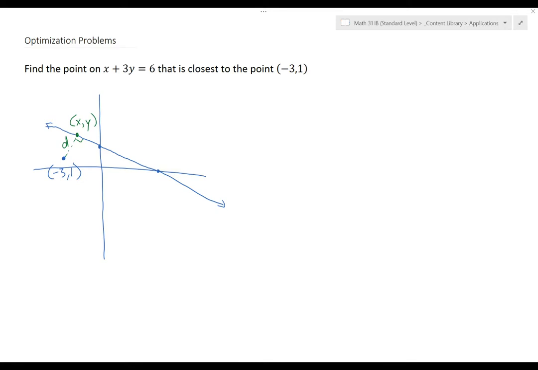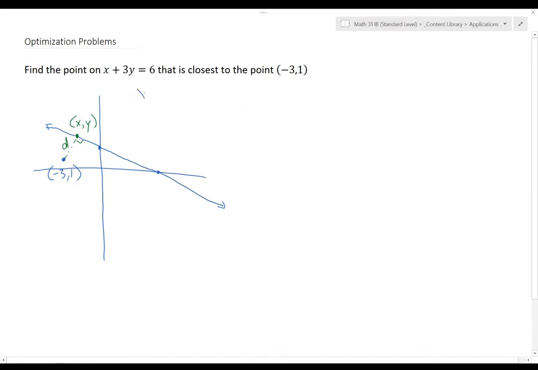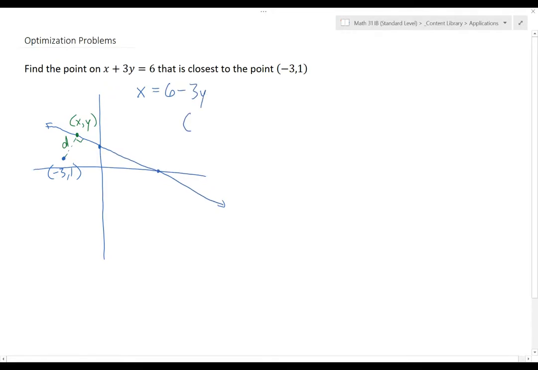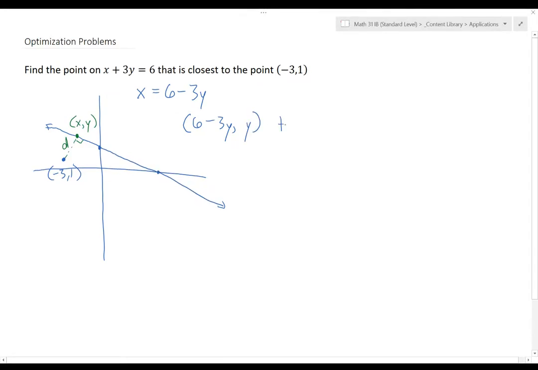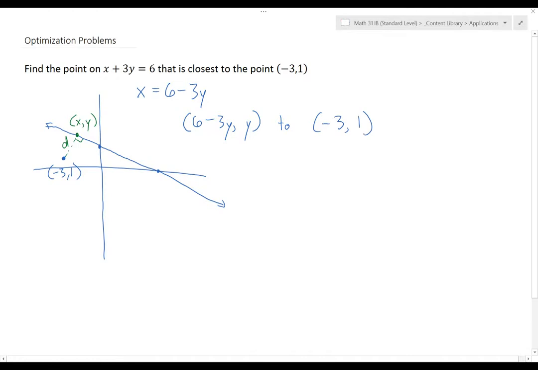Now, traditionally, we would take this equation and isolate y. I'd get y equals -1/3 x plus 2, and I could use that in place of the y value. But then I have a fraction, and there's actually no mathematical reason why I have to isolate y. So instead, I'm going to isolate x, because then I don't have fractions. So I have x equals 6 minus 3y. So this point, instead of being the point (x, y), is the point (6 minus 3y, y). And I want the distance between that point and -3, 1.